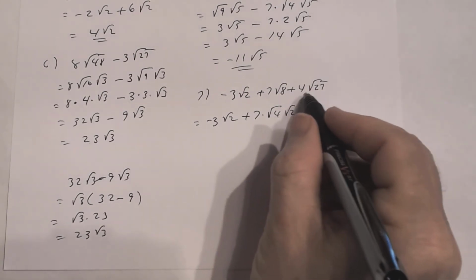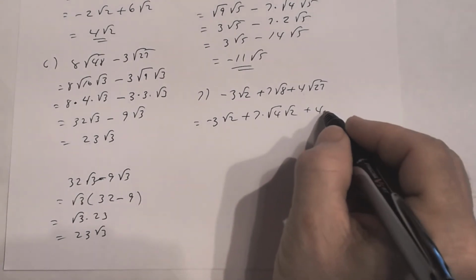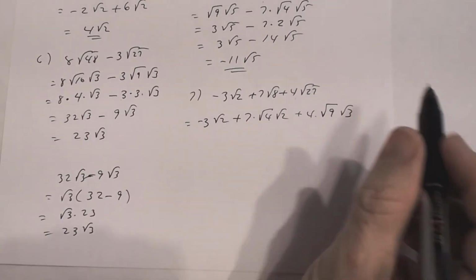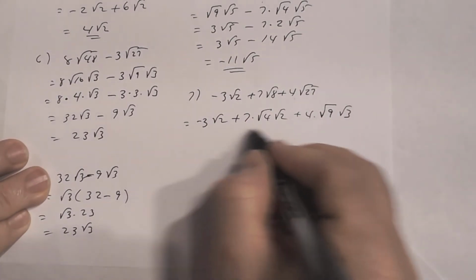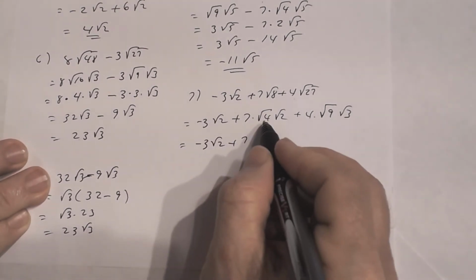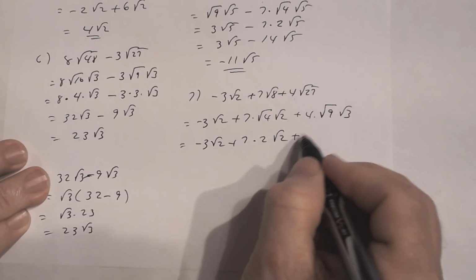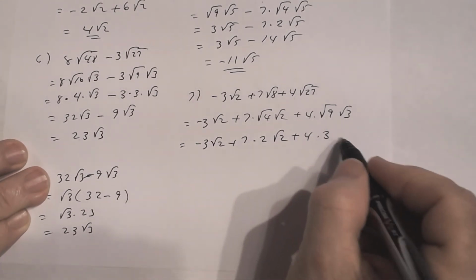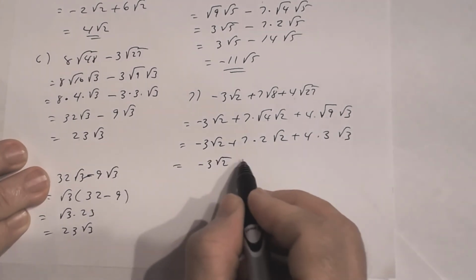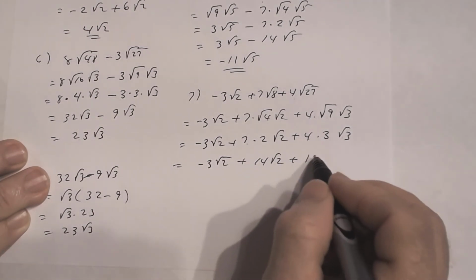Plus, let's look at the third one. 4 times, again, in this case, will be 9. 9 is the largest perfect square that goes into 27. So I'm going to rewrite this as the square root of 9 times the square root of 3. All right. Now, let's go across from left to right and see what we can do. So I get negative 3 square root of 2 plus 7. Now, 4 is a perfect square, so the square root of 4 is 2. I cannot simplify the square root of 2, so I'm going to rewrite it. Plus 4, square root of 9 is 3. I cannot simplify the square root of 3. And so then I'm going to get negative 3 square root of 2 plus 7 times 2 is 14, so 14 square root of 2. 4 times 3 is 12, plus 12 square root of 3.